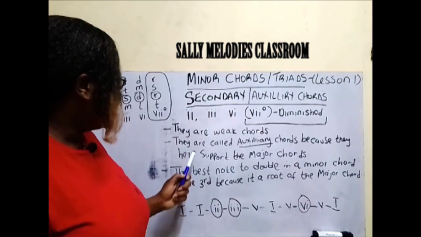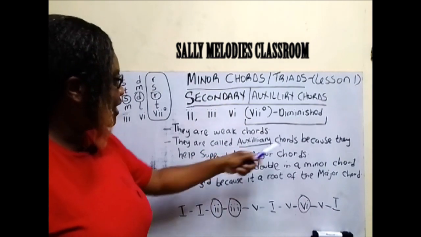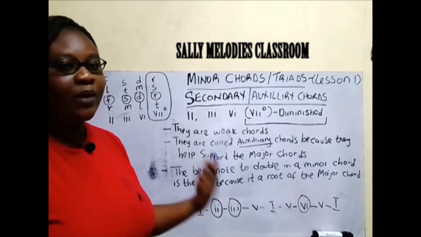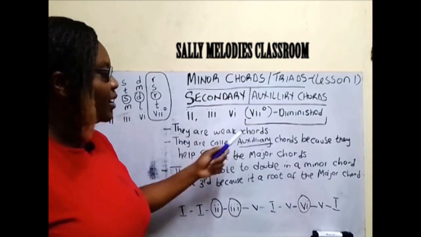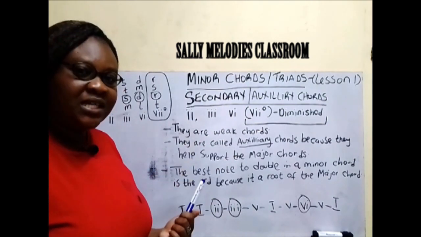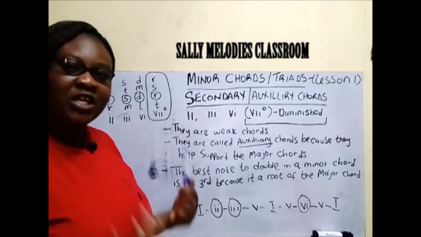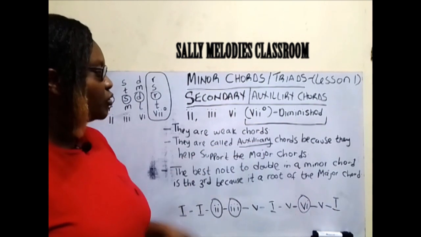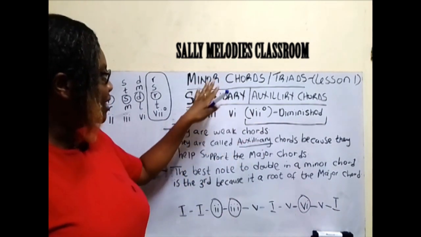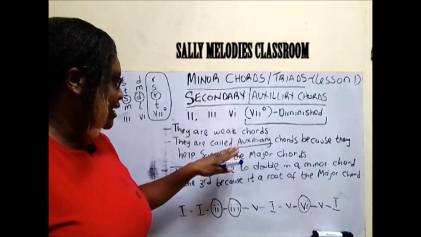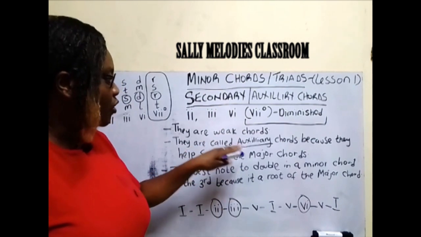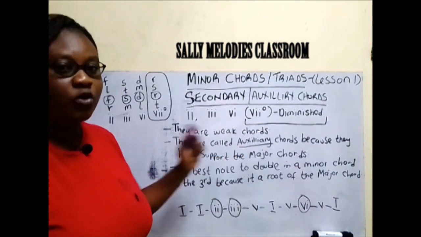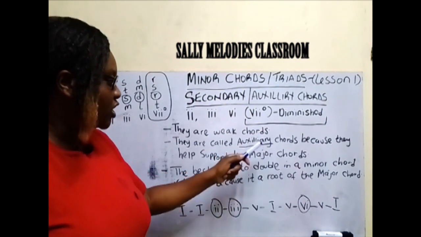And they are called auxiliary chords because they help support the major chords. Just from the word auxiliary, supporting or helping or giving a helping hand. That is why they are called auxiliary chords. They have 3 names: minor, secondary, or auxiliary. They are called auxiliary because they help support the major chords.